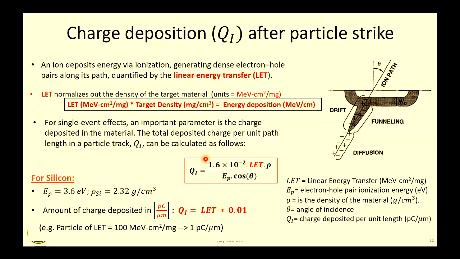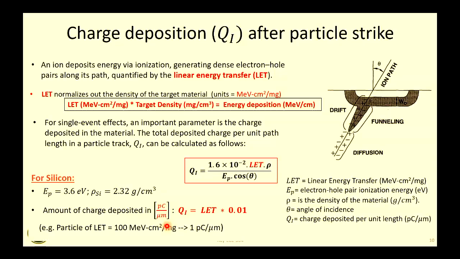So instead of this equation, you can look at this equation. This equation just says LET times 0.01. That means if your particular LET is 100 MeV, you are depositing 1 picocoulomb per micron. So this Qi is expressed in picocoulomb per micron. Then this is a very simple relationship that you can use. Whatever the LET of the ion passing through this silicon, you just multiply with 0.01 to find out how many picocoulomb you are depositing in the material.